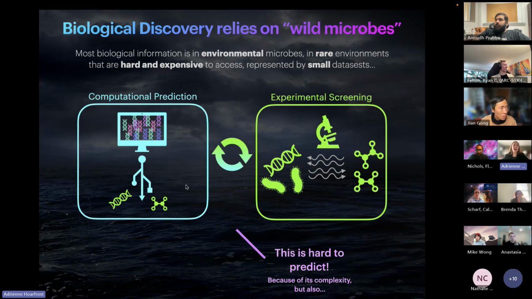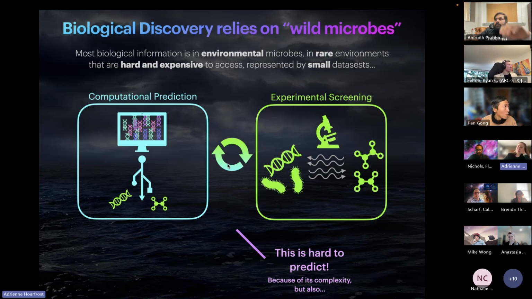And so we have two ways of going about trying to understand these systems. We can take the data that we have and do some computational predictions. And then you also have to do some experimental screening, right? Understanding what's actually going on there and verifying your computational predictions. But when you're trying to predict these really complex systems, it turns out that that's pretty hard, right? And that's partially because they're really complex.